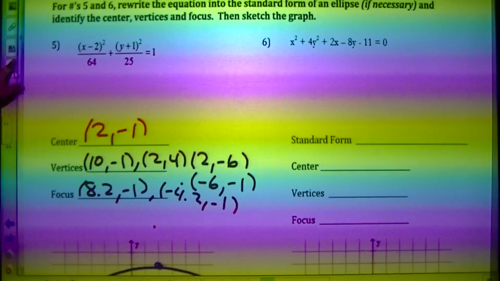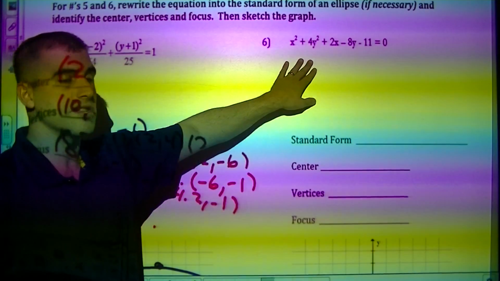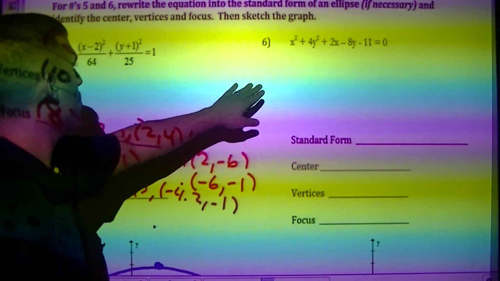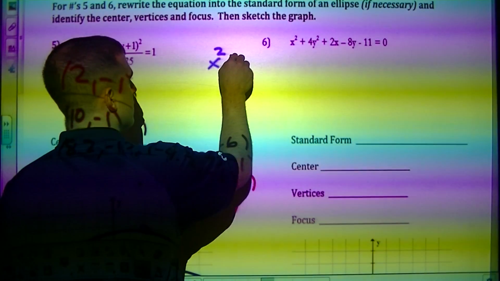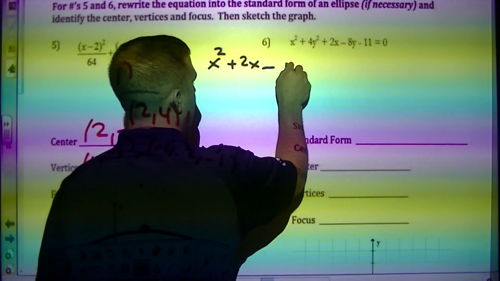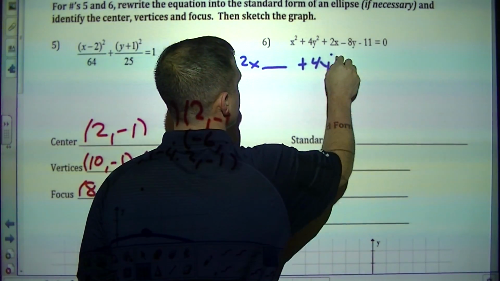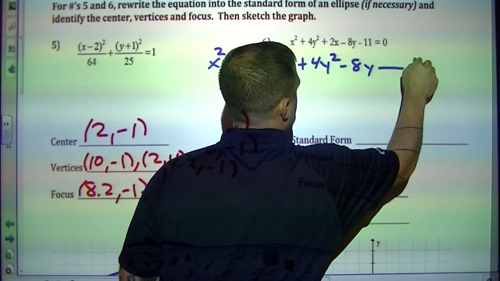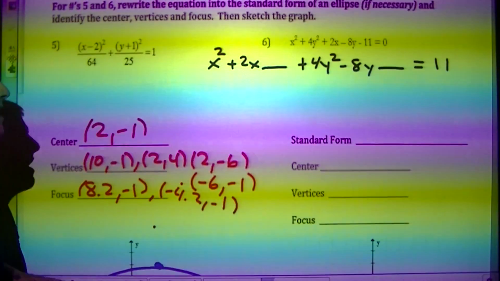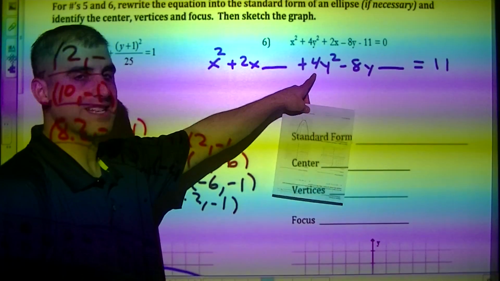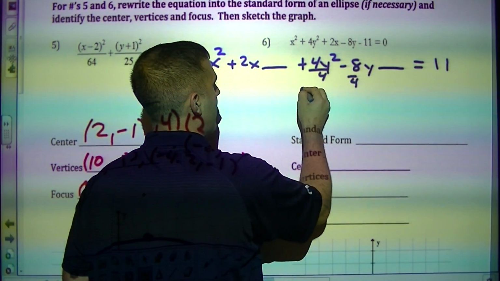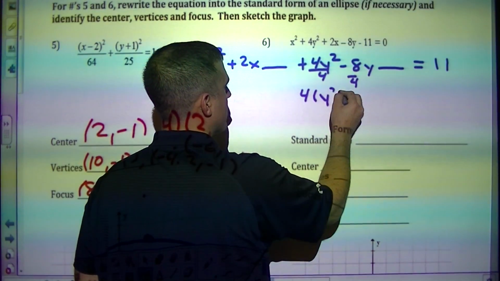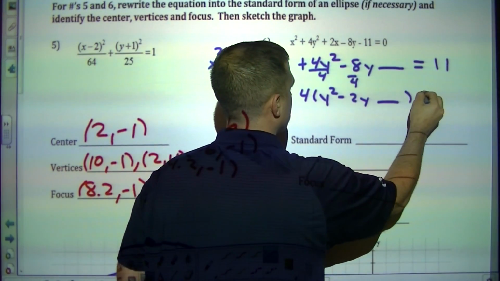Now, this one right here, you're going to have to do some completing the square. What we have here, I'm going to rearrange the x's, and I rearrange the y's, equals 11. I had to move that number over. Now, this one's a special one because I have the 4. So before I can complete the squares, I'm going to have to divide these by 4. So I got y squared minus 2y.